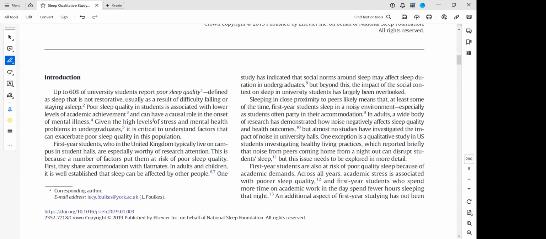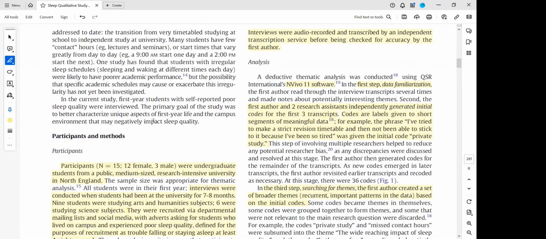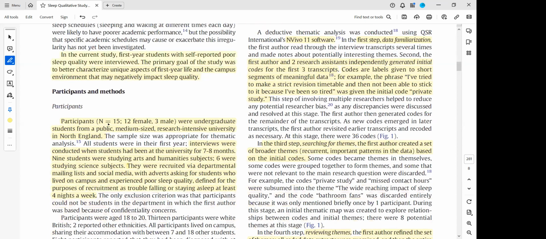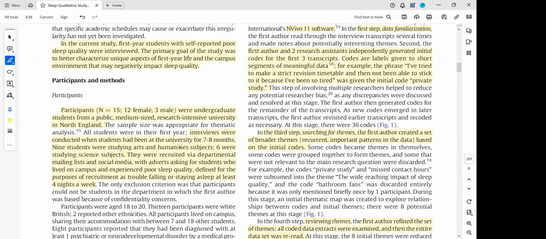So it's set up basically the same way as the other articles that we've been looking at, and ends in the first paragraph with a statement about what the study is about. Then notice that the participants' n is equal to 15. So 12 female, 3 male.